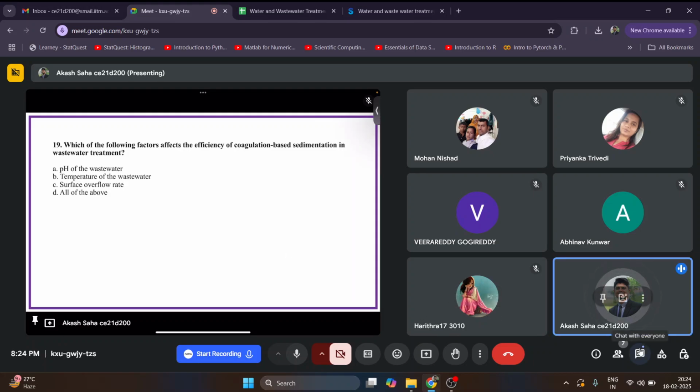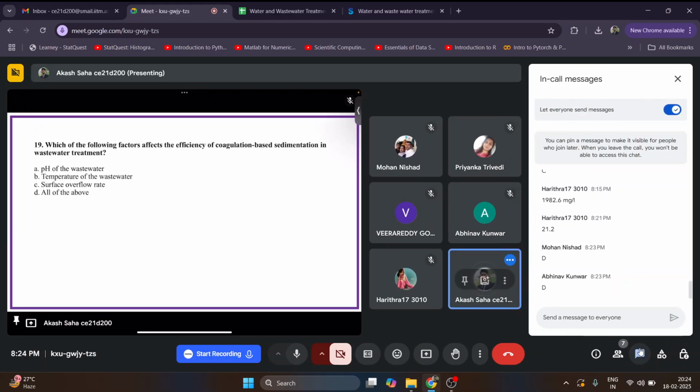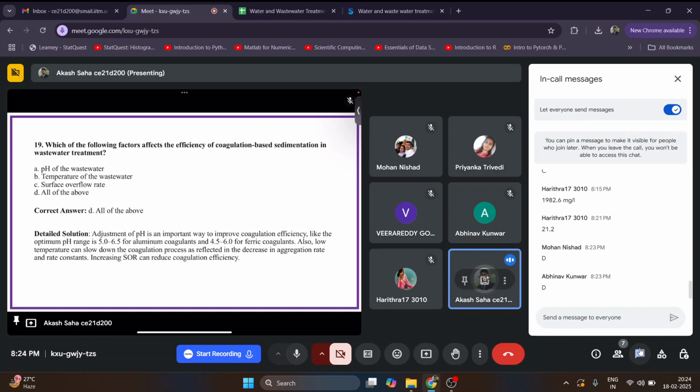Okay, so I think you have already read the question and given the answer. So all of them will be the correct option because pH, temperature, and surface overflow rate will all govern the efficiency of coagulation-based sedimentation. As you know, different coagulants work at a certain pH range. Like you can see, aluminum coagulants will effectively work in the pH of 5 to 6.5, whereas ferric coagulants will work in the pH range of 4.5 to 6. So they all have their own pH ranges.